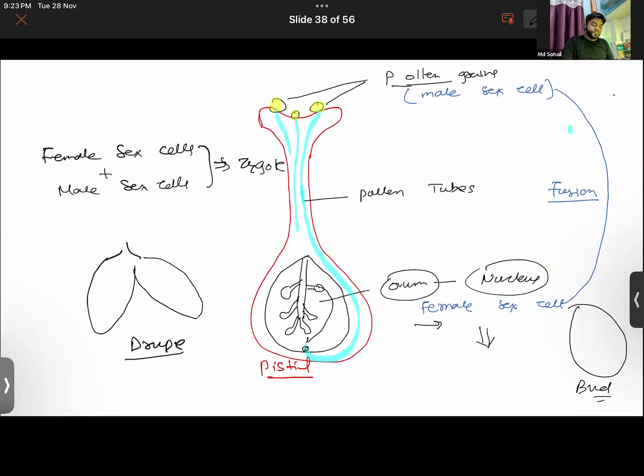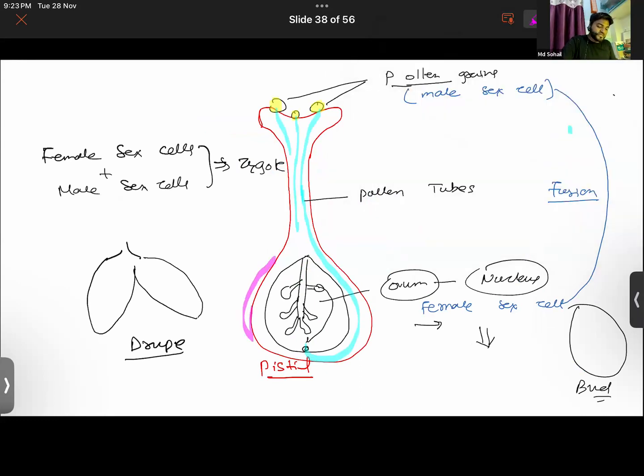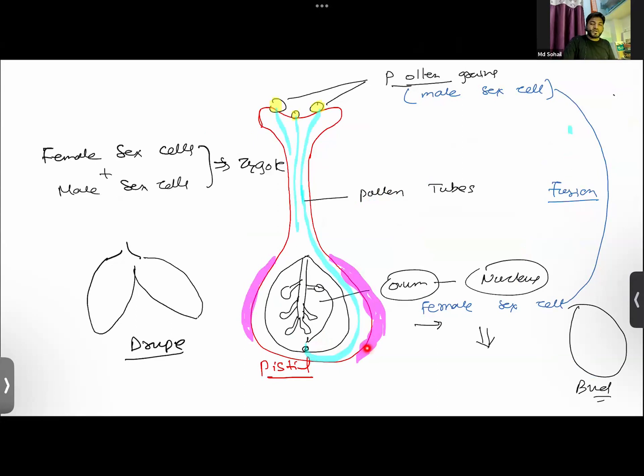What do I mean to say? If there are some adjacent tissues surrounding this pistil, then in the case of an apple, the fleshy, edible part that you see over here has grown not just from the ovary, but from the adjoining tissues also. It has grown from the adjacent tissues as well. So Vaiga, Chikrika, are you getting this or not?